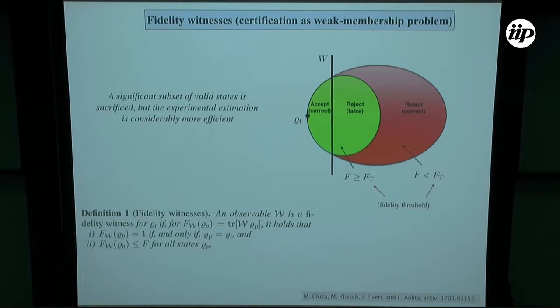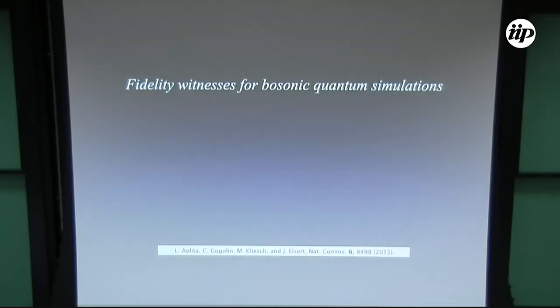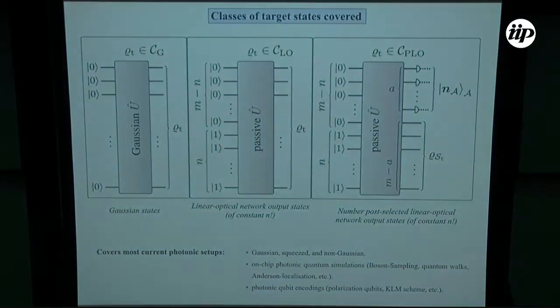So the definition of what we understand by fidelity witness is an observable such that, for a given target state, it gives you one if and only if your preparation is ideal, namely it's equal to the target state, and also it gives you a lower bound in general. So the expectation value of this observable gives you a lower bound on the fidelity of any experimental preparation with respect to the target state. That's what we call a fidelity witness. Now let me give you a flavor of what a fidelity witness is for bosonic systems. We have efficient fidelity witnesses for the following classes of states. First of all, the Gaussian states.